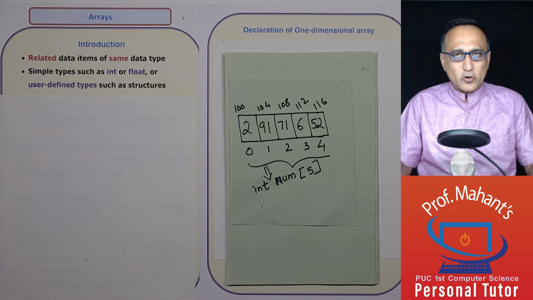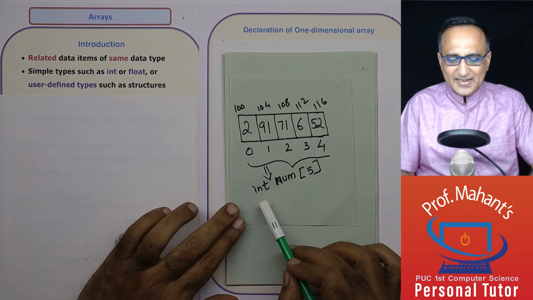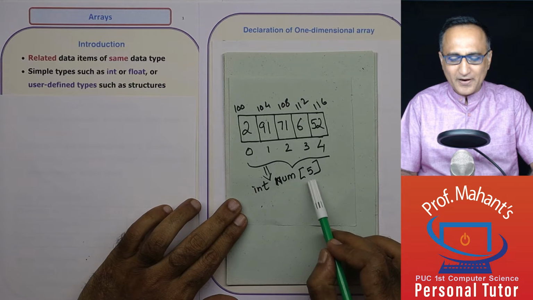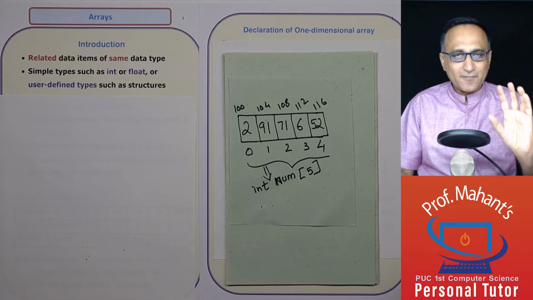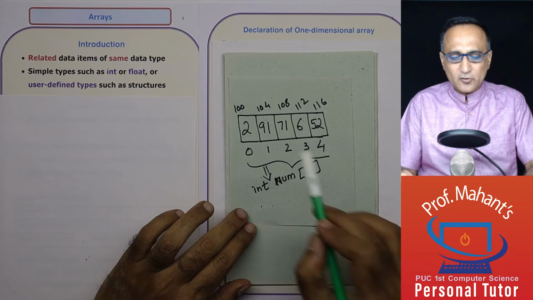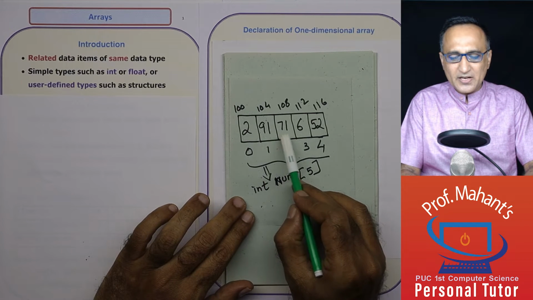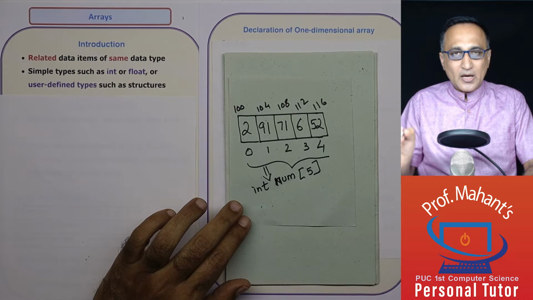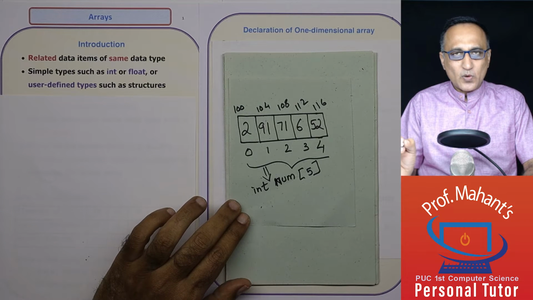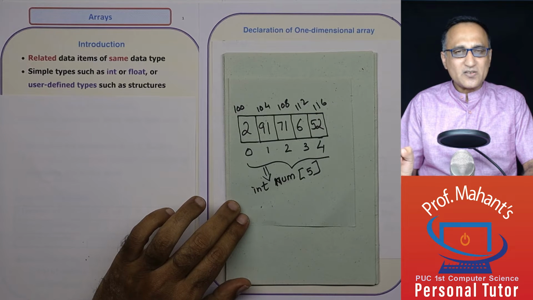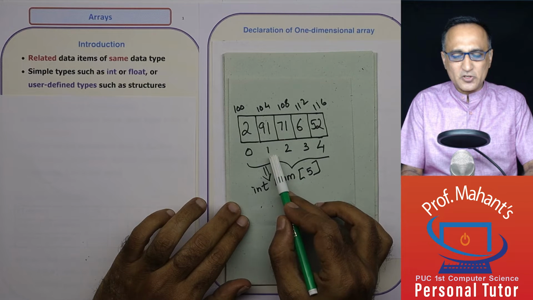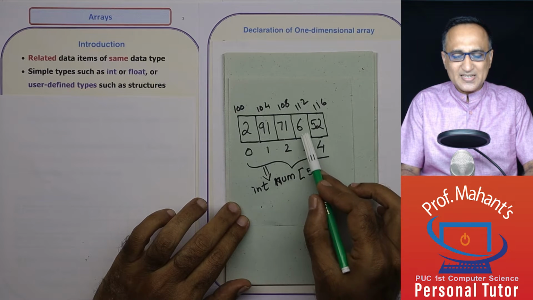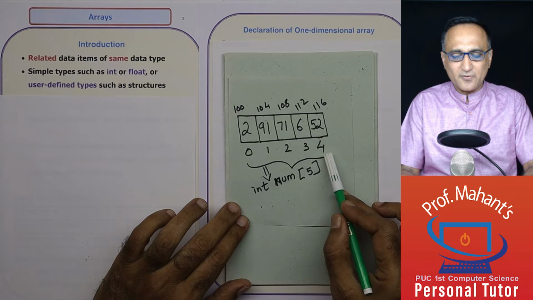Let us say I want to group 5 integer data types together. So what I can do is declare something like this: int num[5]. What this means is, think of num as a box which can hold 5 numbers or 5 integers. Those 5 integers could be 2, 91, 71, 6 and 52. Unlike normal life where we start counting from 1, in programming there's a very good reason why we start counting from 0. So 2 is in the 0th position, 91 is in the first position, 71 is in the second position, 6 is in the third position, 52 is in the fourth position.